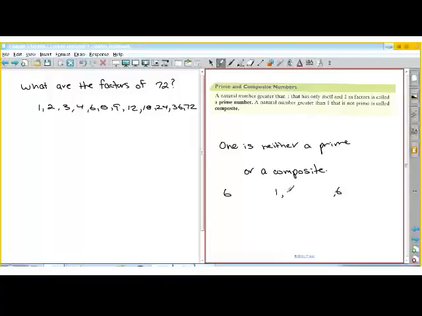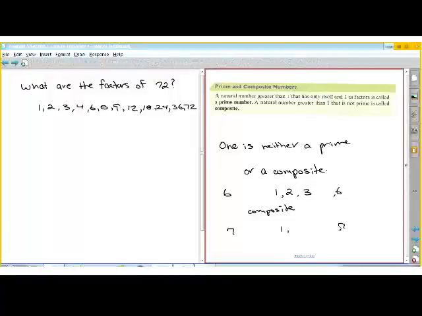So I'd list 1 and 6, and then I go to the next larger number, which is 2. Can I divide 6 by 2? Yes, the answer is 3. So I have more than just one pair. I have more than just 1 and 6. So therefore, this is composite. It's not prime. Okay, so if it's not prime, it's composite, because I have more than just the factors of 1 and the number.